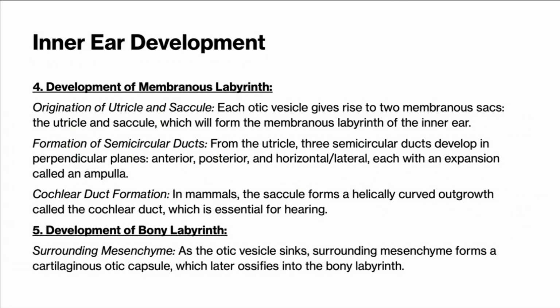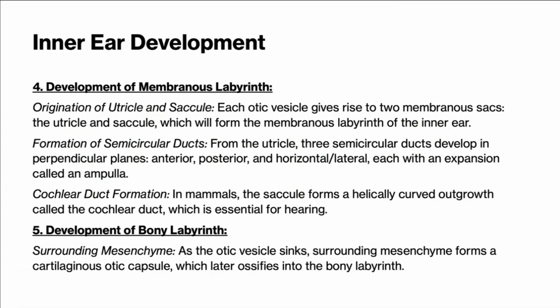We're going to have the anterior, the posterior, and the horizontal or lateral ones, and each will have an extension to it, which is called the ampulla. In mammals, the saccule will form a helically curved outgrowth, which is called the cochlear duct, as we mentioned, which is important for hearing. As the otic vesicle sinks, the surrounding mesenchyme is going to form the cartilaginous otic capsule, which is going to later ossify. So it's going to go from cartilage to bone and form the bony labyrinth.